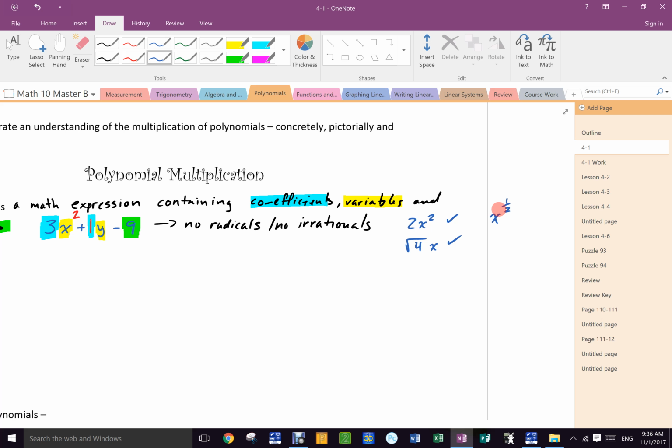I said exponents are allowed. That's got an exponent. What is that really? Square root of x, isn't it? Is that allowed? No radicals are allowed. Is that radical? Can I simplify it any more than that? So is that a polynomial? No. Is everybody cool? All right.